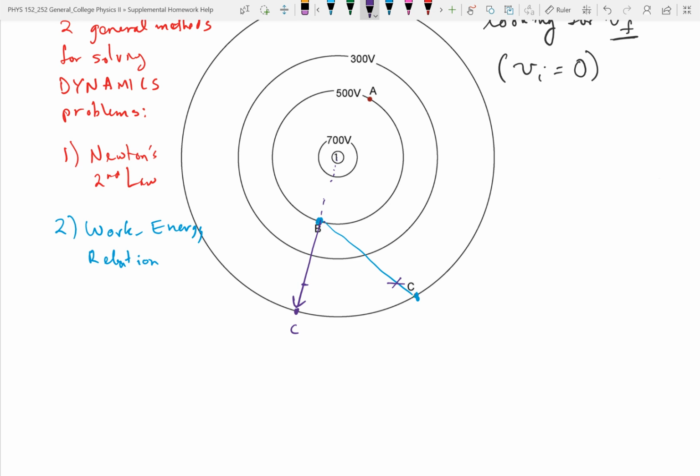Anyone? Work energy relation, we write two different ways. Yeah, that's not caught up with us. Just click on the screen. That's what I think works.